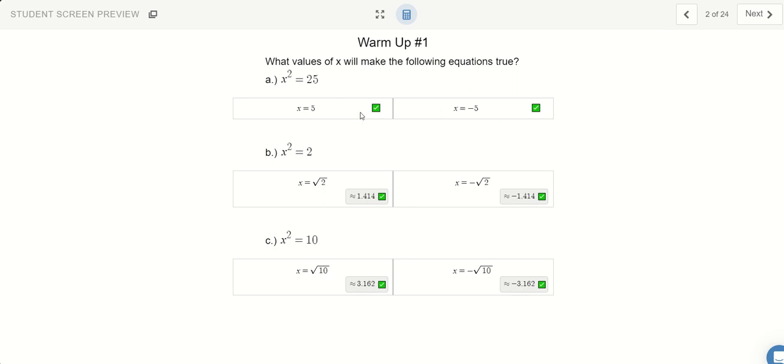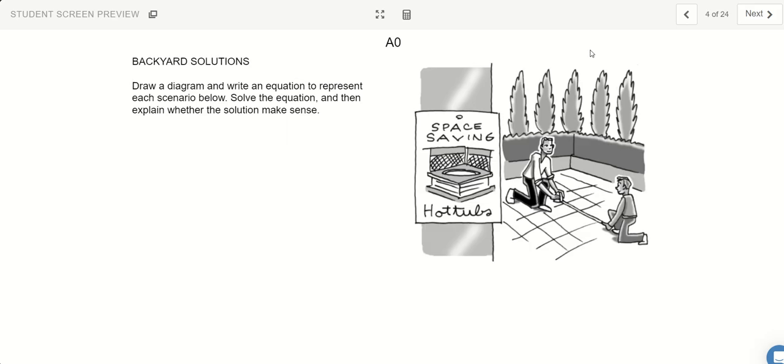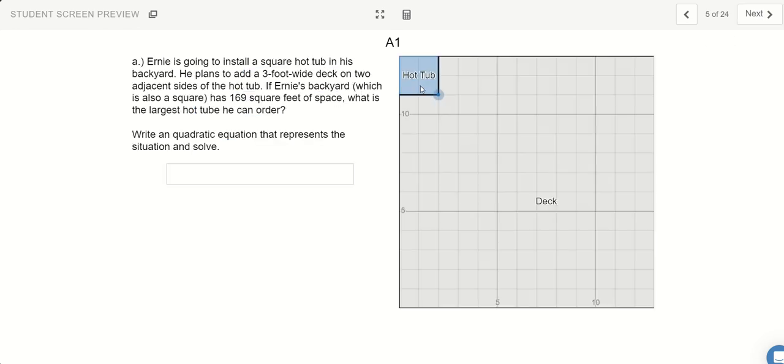So for every square problem, we split it into a positive answer and a negative answer. So how can we solve quadratic equations involving perfect squares? That's the focus question for this investigation. So here, we're taking a look at these backyard problems. For each of these situations, we're going to draw a diagram. And based on the diagram and the situation, we're going to try to write an equation and solve it. So here's our first backyard problem.